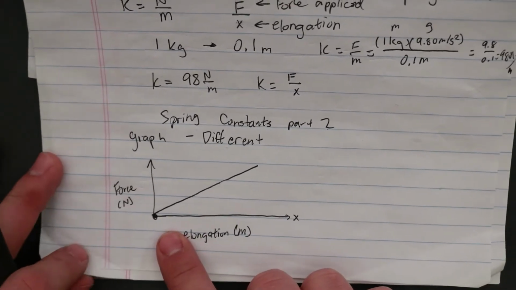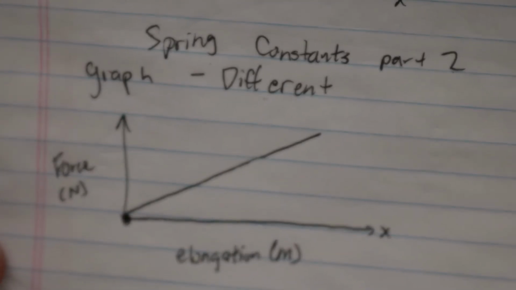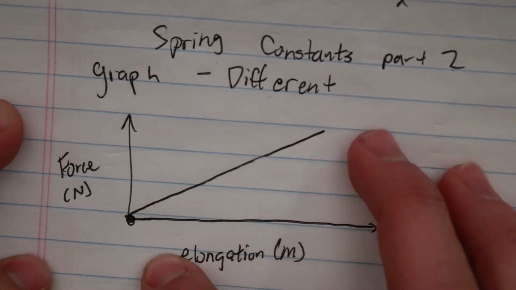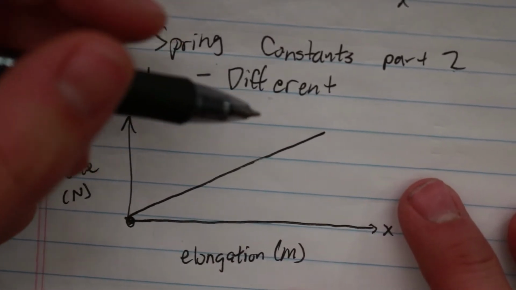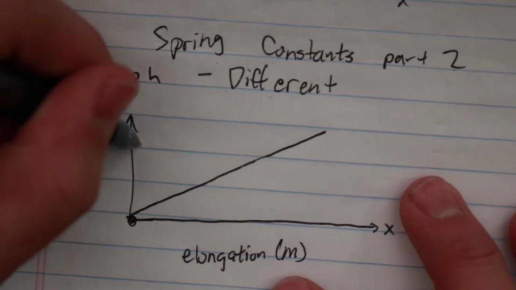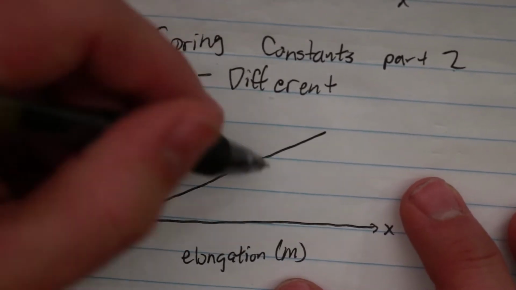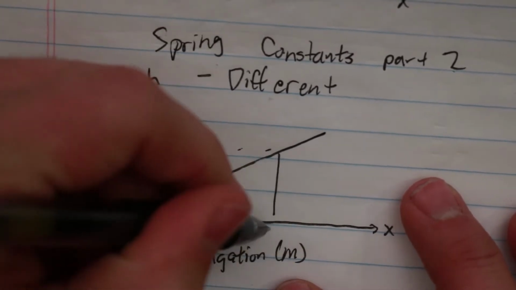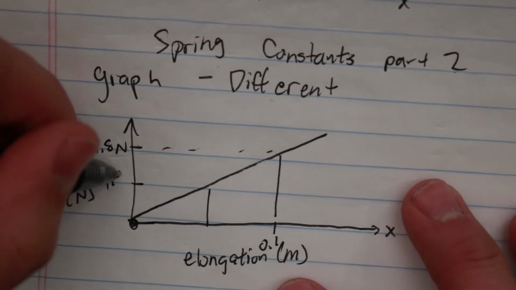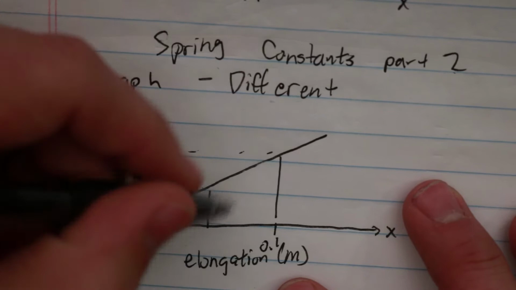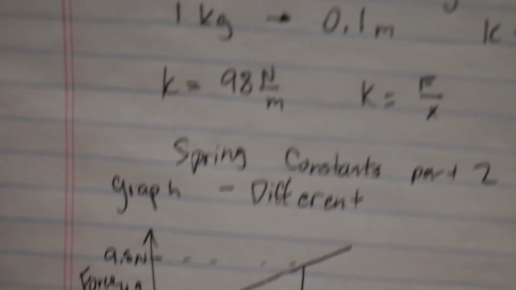And this is because if we apply no force, if no force is applied to the spring, then the spring will not stretch out. So that's why it starts at 0, 0. But then just for our spring here, we're going to apply 9.8 newtons of force, and it is going to stretch out a tenth of a meter. 9.8 newtons, this is 0.1 meters. And then I can come back down here, and at 4.9 newtons, because it's a linear relationship, this will be 0.05 meters here.